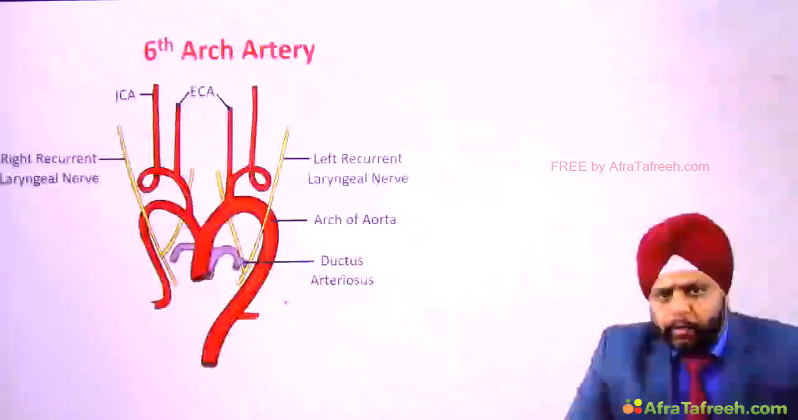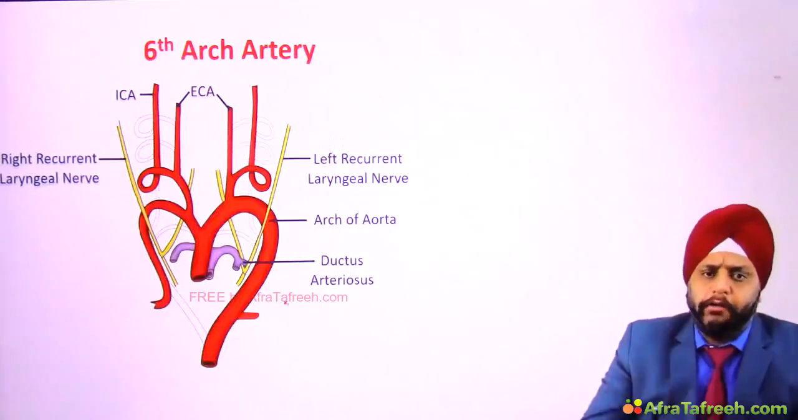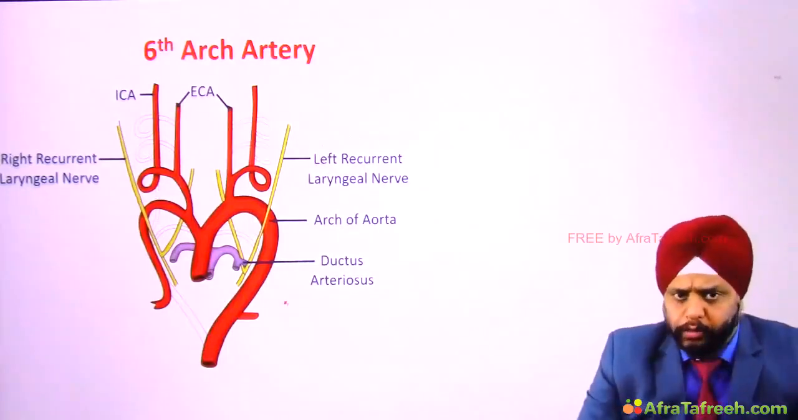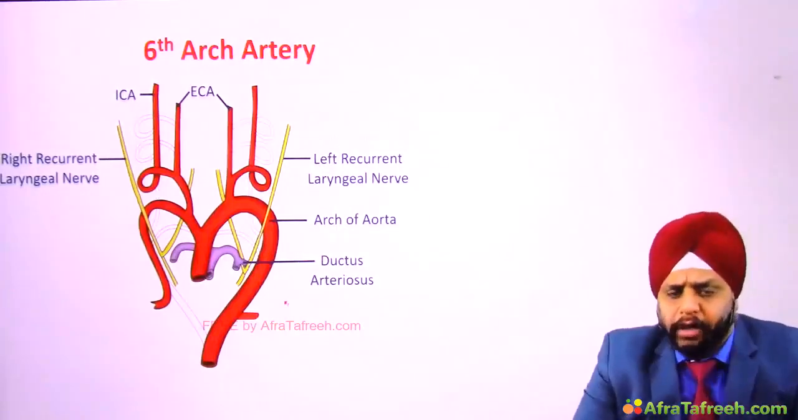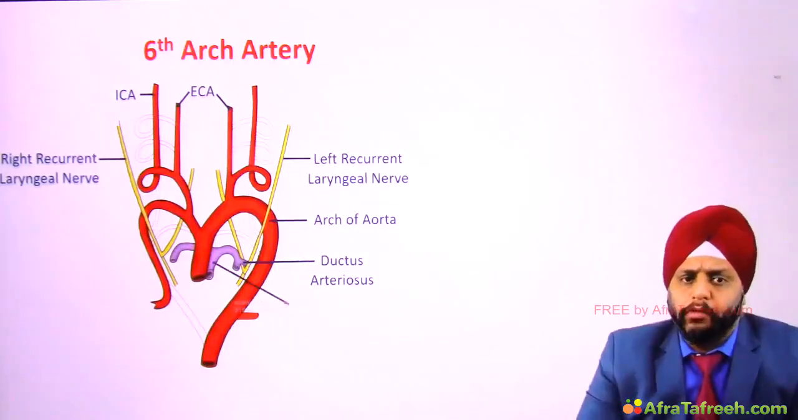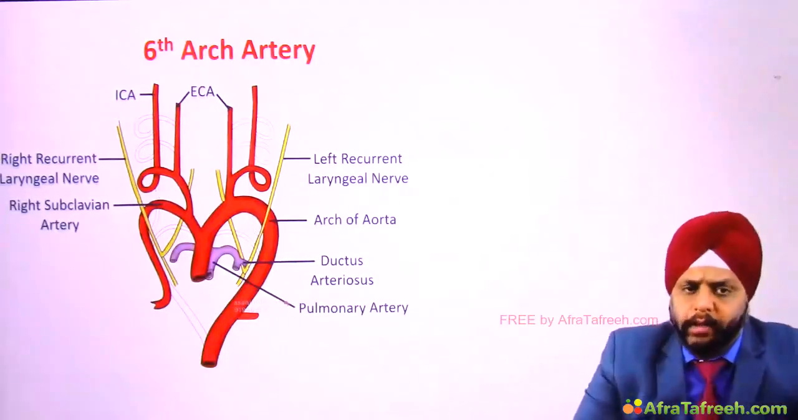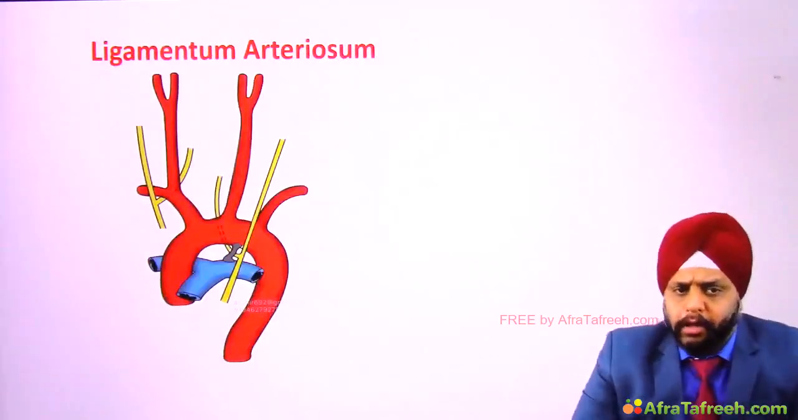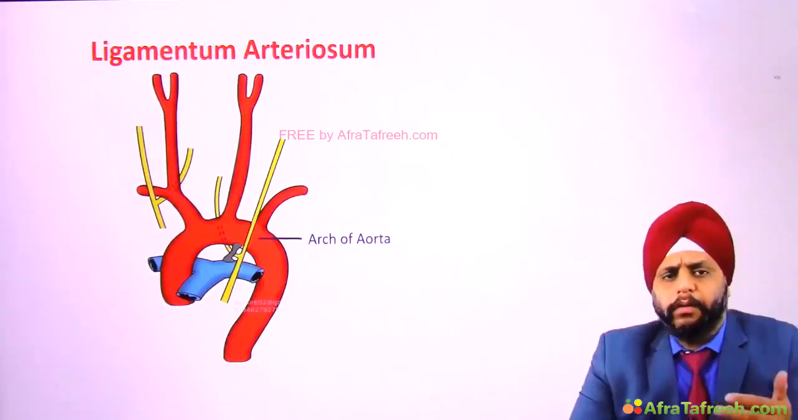Because of this ductus arteriosus, the left recurrent laryngeal nerve has to go down and take a turn around the ductus arteriosus. So it is recurrent, going down and coming back. Whereas on the right side, the sixth arch artery as well as the fifth arch artery both disappear, so the nerve comes to lie over here and takes a turn around the right subclavian artery. The ductus arteriosus in later age after birth forms the ligamentum arteriosum.